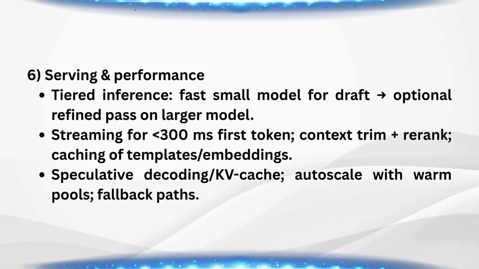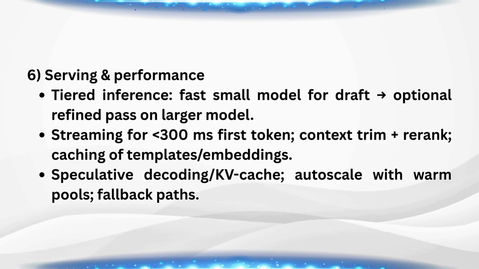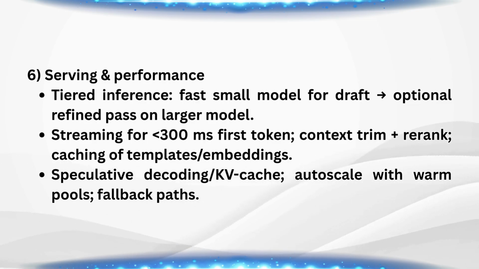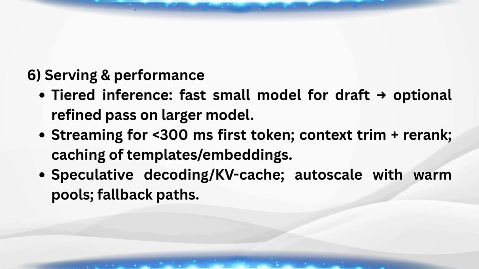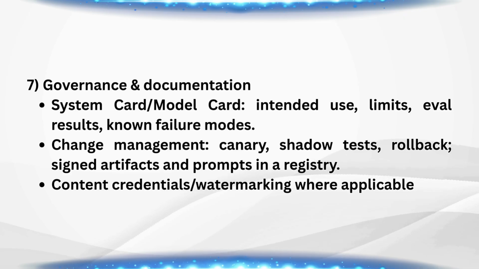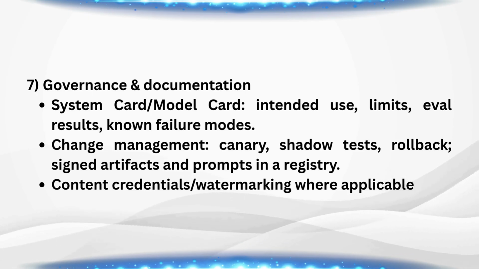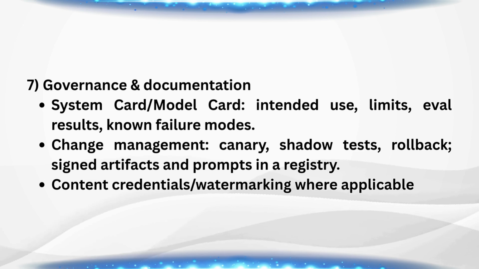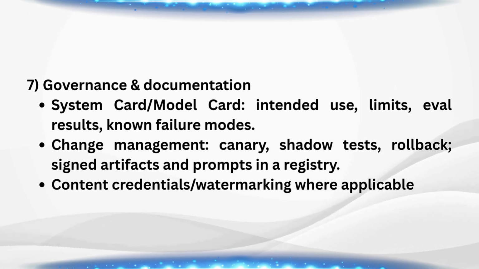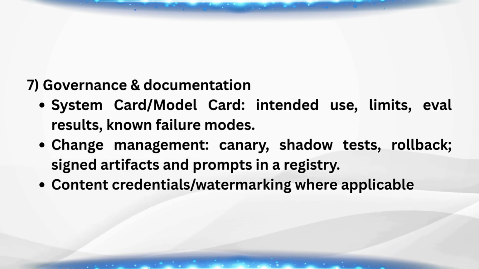6. Serving and performance. Tiered inference: fast small model for draft, then optional refined pass on larger model. Streaming for 300 milliseconds first token, context trim plus re-rank, caching of templates and embeddings, speculative decoding, KV cache, autoscale with warm pools, fallback paths. 7. Governance and documentation. System card, model card, intended use, limits, eval results, known failure modes. Change management: canary, shadow tests, rollback, signed artifacts and prompts in a registry, content credentials/watermarking where applicable.